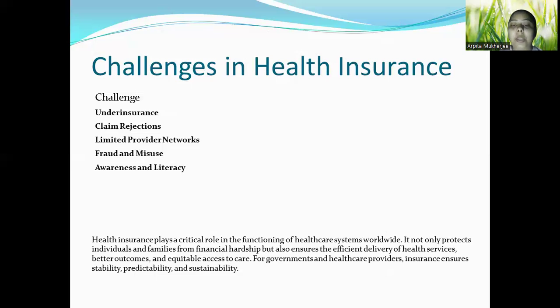Awareness and literacy: many people do not understand policy terms or their rights, and thus face problems. So health insurance plays a critical role in the functioning of healthcare systems worldwide. It not only protects individuals and families from financial hardship, but also ensures the efficient delivery of health services, better outcomes, and equitable access to care. For governments and healthcare providers, insurance ensures stability and predictability.